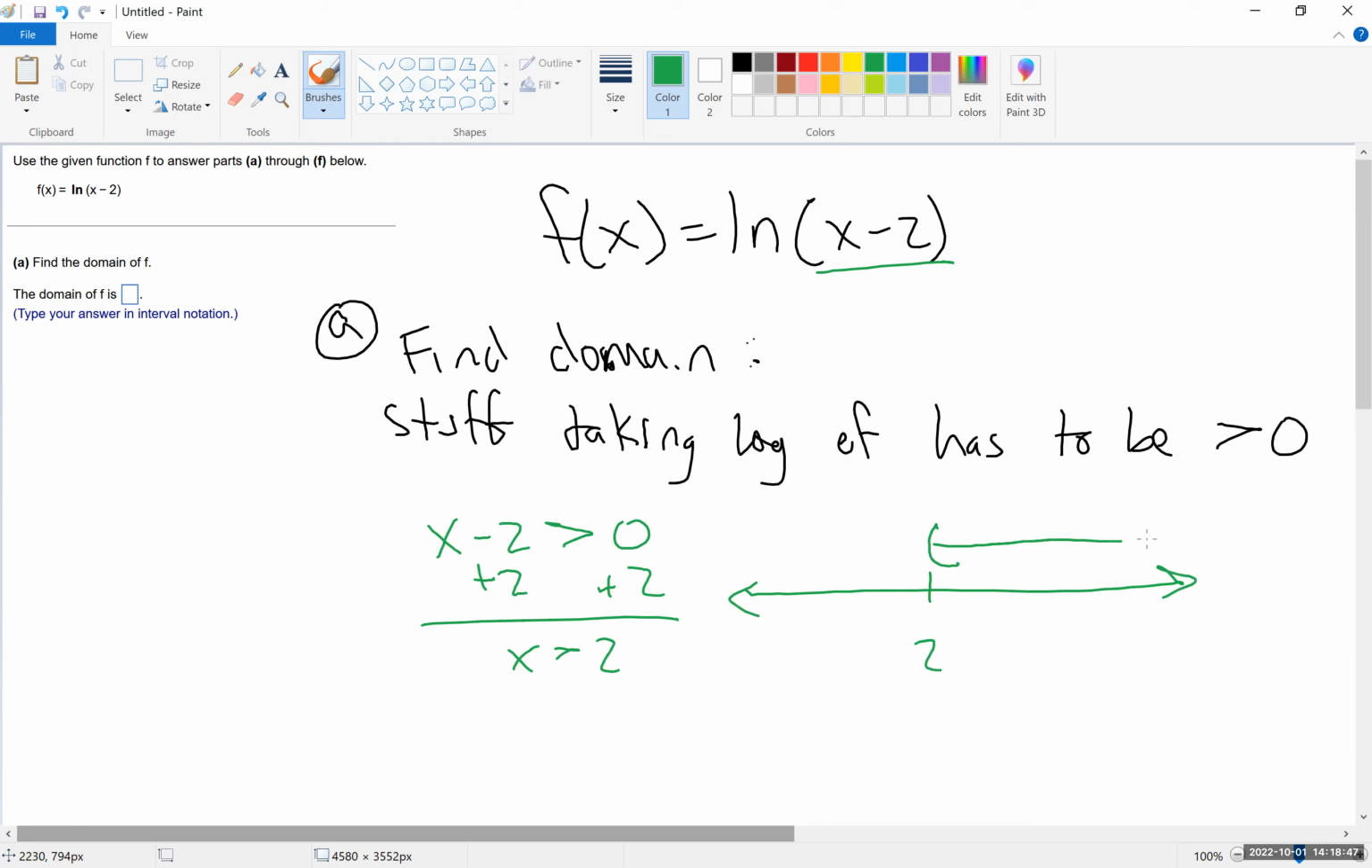It's a parenthesis going to the right. The interval notation is 2 comma infinity. That would be our answer for this one, 2 comma infinity.